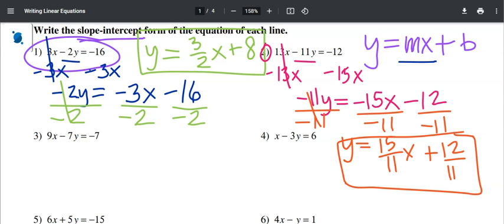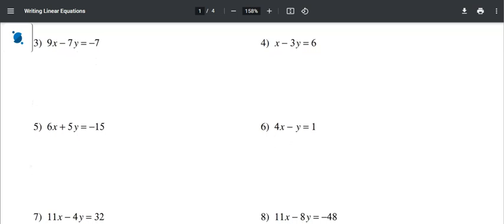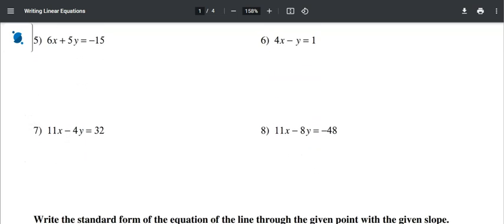Now, we don't always have that option. Let's look at number 5. Sometimes you have a situation where you're going to divide by a positive number. It's actually more difficult when you divide by a negative, like in the previous example. But once again, let's look at number 5. I want to get the y by itself, so I'm going to take the 6x and subtract it from both sides.